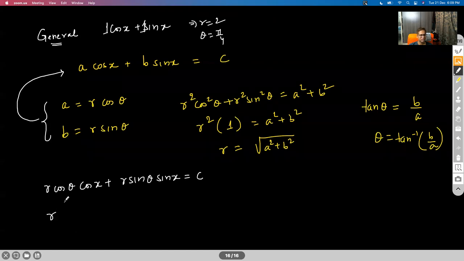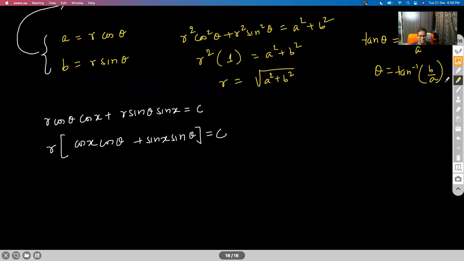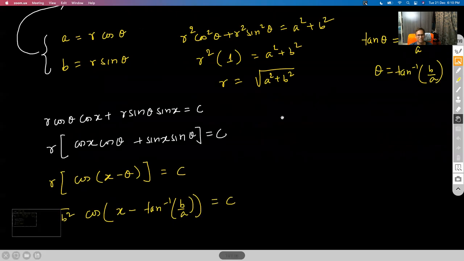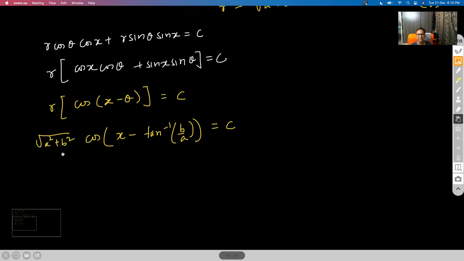Correct? Take r common. You get cos x cos theta plus sin x sin theta. Everybody, by this time, you know this is your compound angle identity, which is cos of x minus theta. So just put this r as under root a square plus b square, and put your theta as tan inverse b by a. That is something which you already did in that previous question. So that is why the previous question became root 2 cos x minus pi by 4.